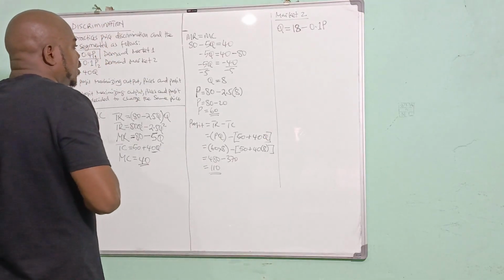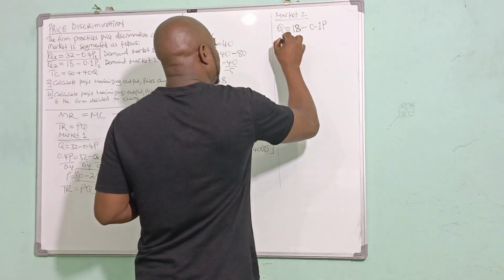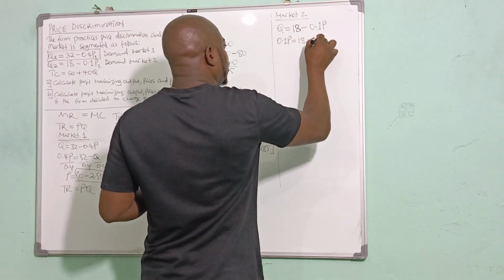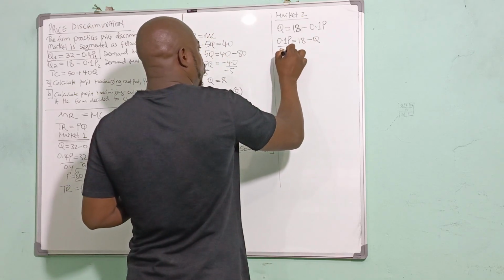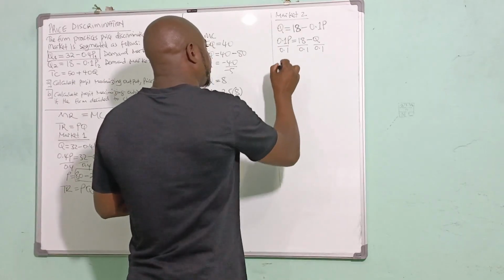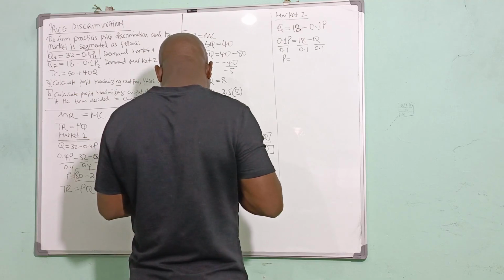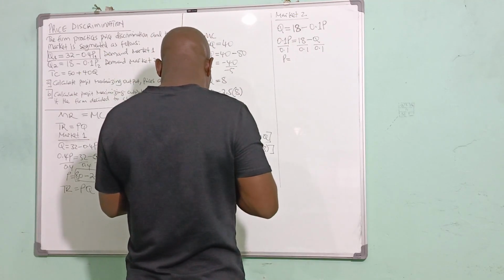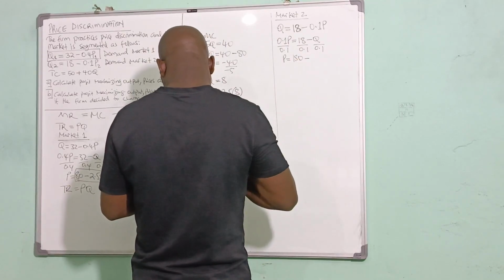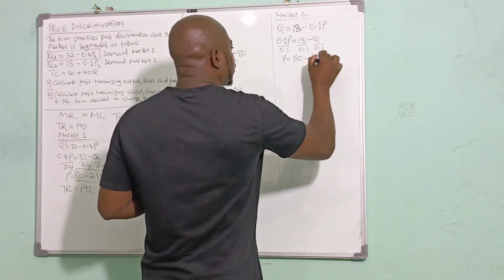All right? And then I make P the subject of the formula. I multiply everywhere 0.1 here, 0.1 there, 0.1 there. My P will be, I'll divide everywhere by 0.1. 180 here, 1 divided by 0.1 is 10Q.